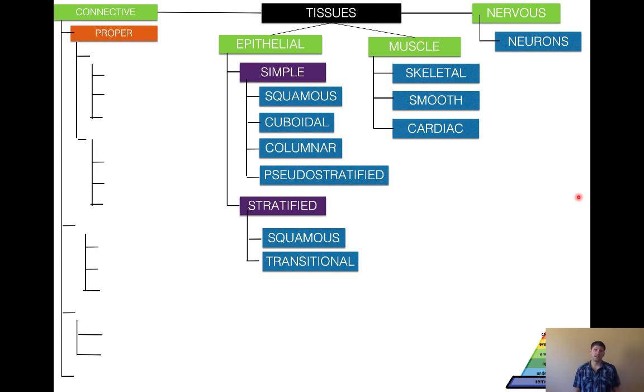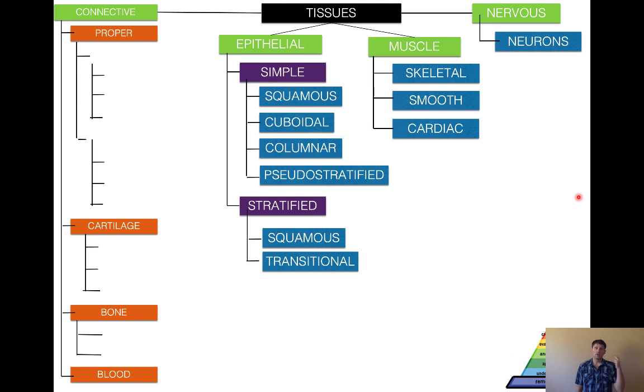If we come over to our connective tissue, this is where it gets a little bit confusing for people, because we have connective tissue proper. Connective tissue is an overarching term for this type of tissue because it is connecting structures within our body. So we have proper connective tissue, cartilage, bone, and blood. Even though blood is liquid, it is considered a tissue because it's made up of multiple cell types. These are our four types of connective tissue that we're going to be looking at.